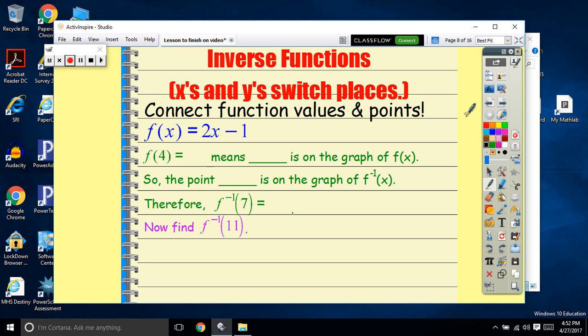Now, let's look at this idea of reversing the x's and y's when you're talking about points on the graph. So let's evaluate f of 4. f of 4 is 2 times 4, which is 8, 8 minus 1, which is 7.